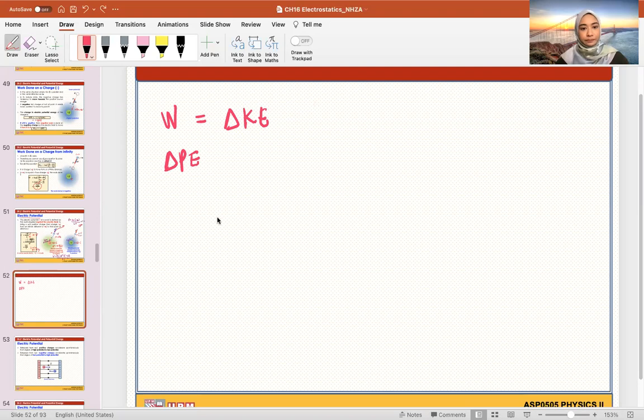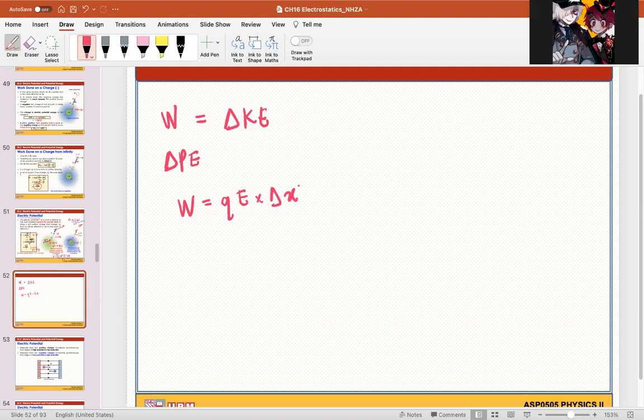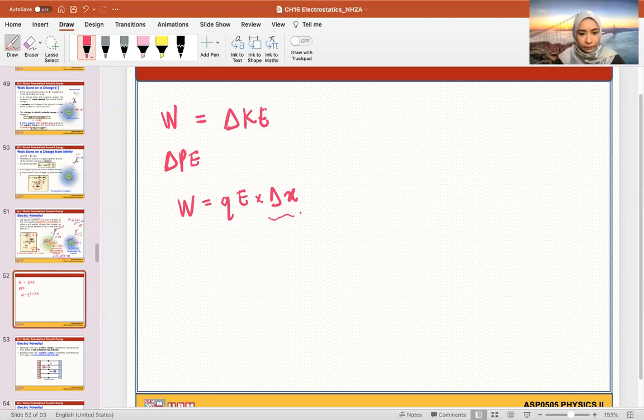What else? QEx delta x. Okay, Umar, what does Ex delta x mean? Why is there an x there? A small x there? For the distance, it is final minus initial. So this is final minus initial distance, betul. What about the E subscript x? What does the subscript x mean? Is it electric field? Yes, electric field.